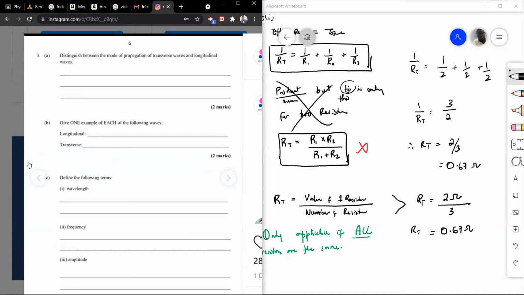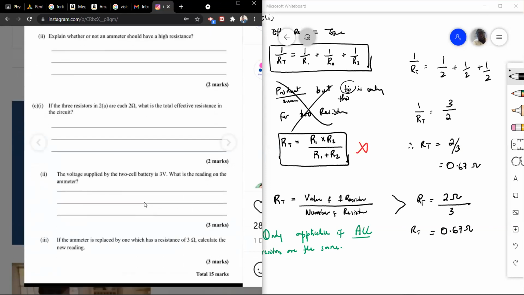Oh wait, we're not finished with this. What's the voltage supplied by the 2-cell battery? The voltage supplied by the 2-cell battery is 3 volts. What's the reading on the ammeter?